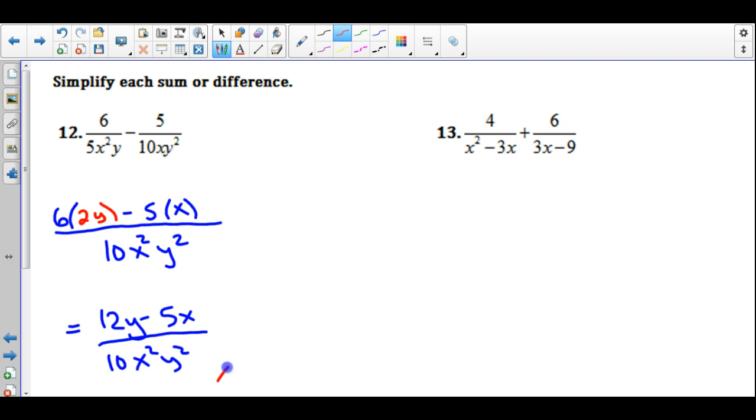And if I identify the restrictions, it doesn't say to, but if I did, I know that x cannot be 0 and y can also not be 0.